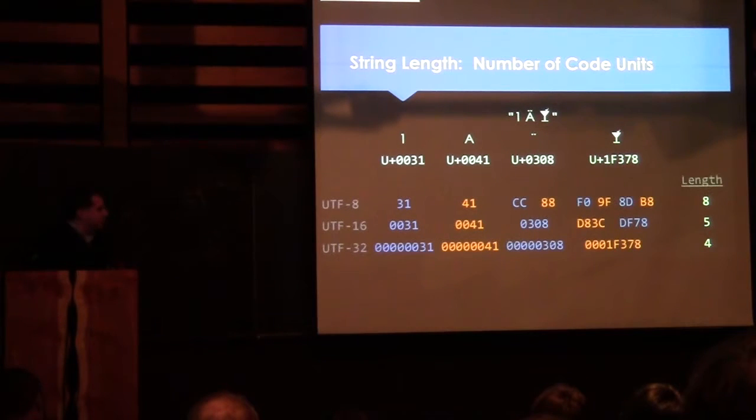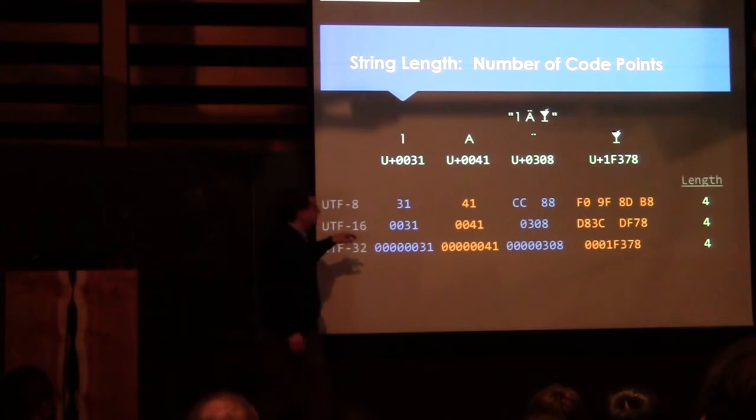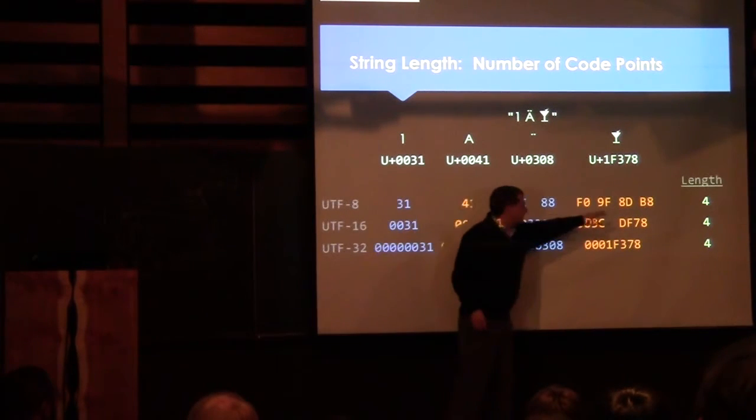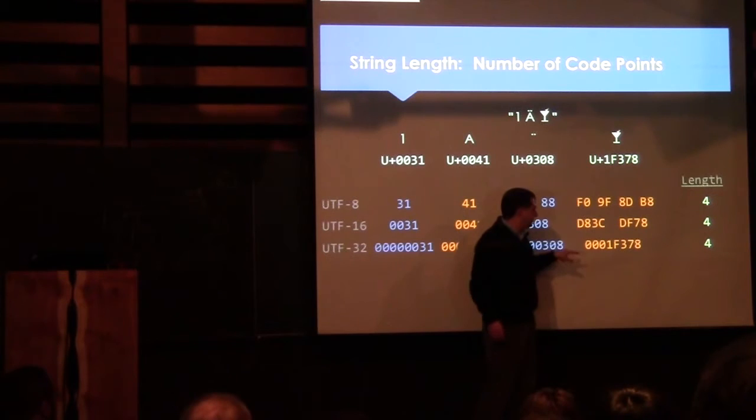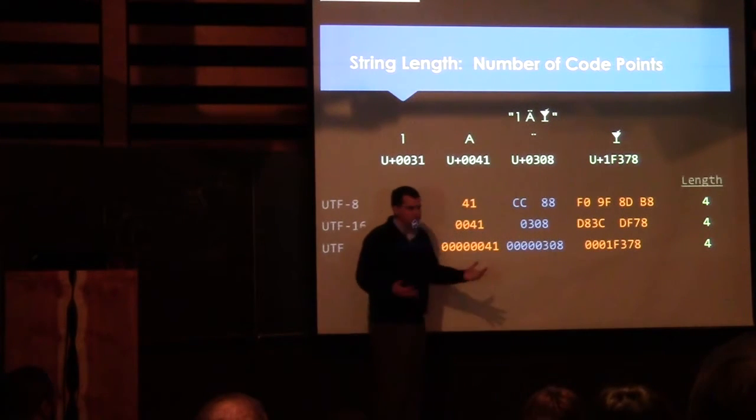Secondly, we can think about it as the number of code units. If you call .size on a std::basic_string, this is what you're going to get: the number of elements that it takes to store this. We can also think of it as the number of code points. For example, the cocktail glass may have taken 4 bytes and 2 code units, but it's still just 1 code point because it's a single character.